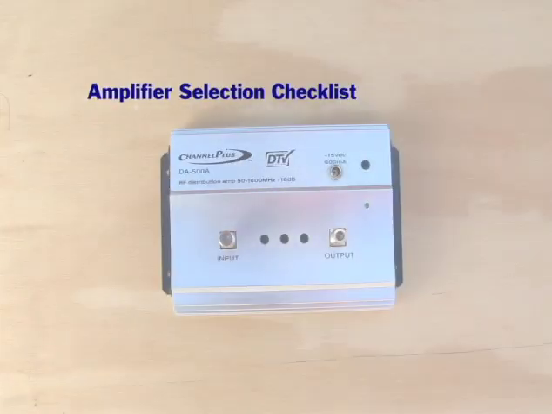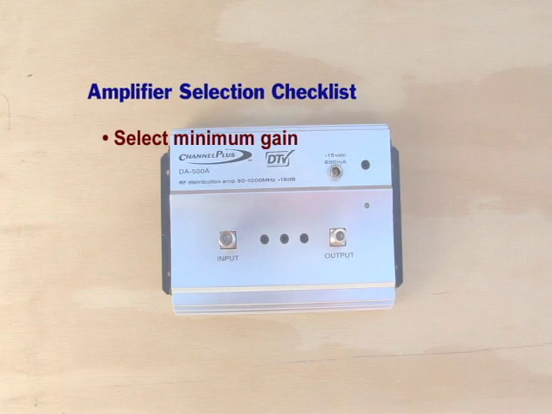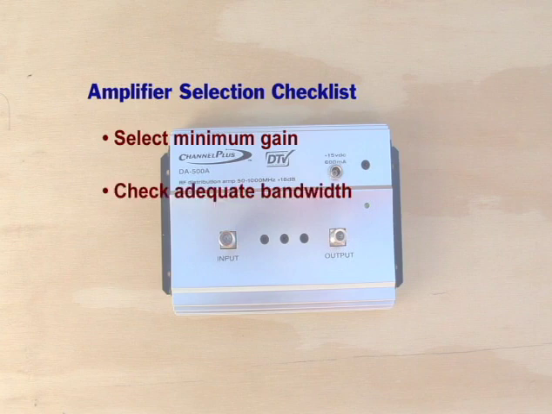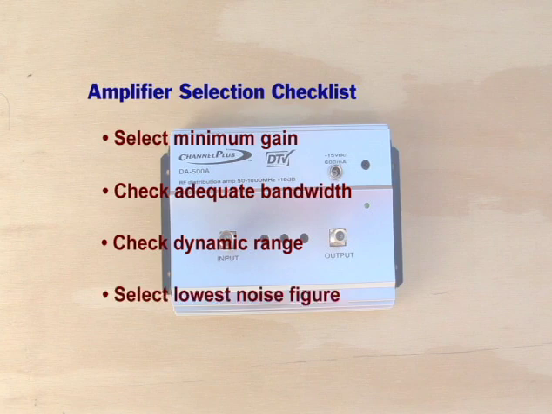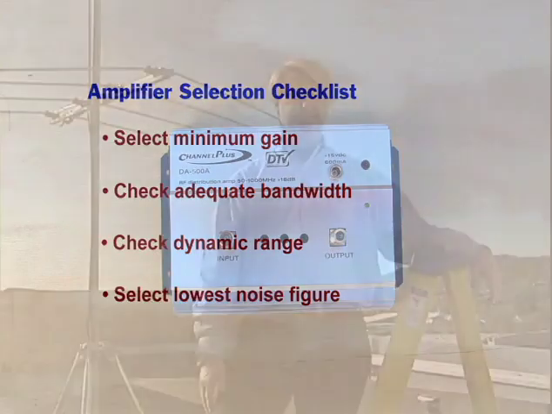When selecting an amplifier for a distribution application, first select the gain you'll need. Remember, too much gain is worse than too little. If you need 10 dB, don't use a 20 dB amplifier. Make sure the bandwidth is adequate for the range of signals you need to handle. Check to make sure the maximum input signal level doesn't exceed the limits of the amplifier, and select the lowest noise figure that you can afford.